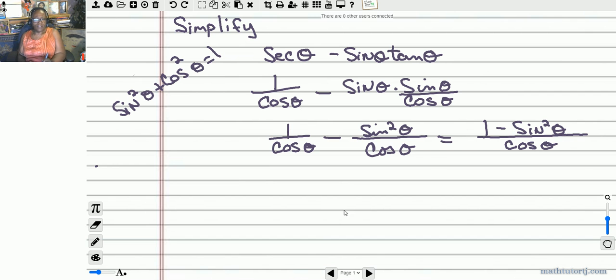So that tells me that 1 minus sine squared theta is cosine squared theta, over cosine theta. Well, I could certainly simplify that to cosine theta. That's certainly one term. I'm done.